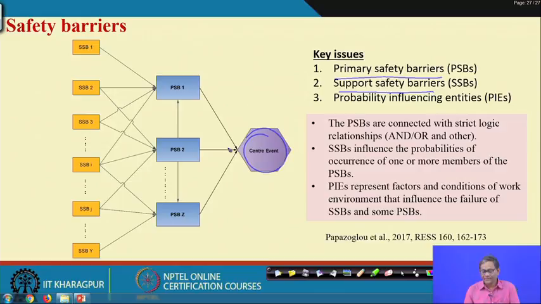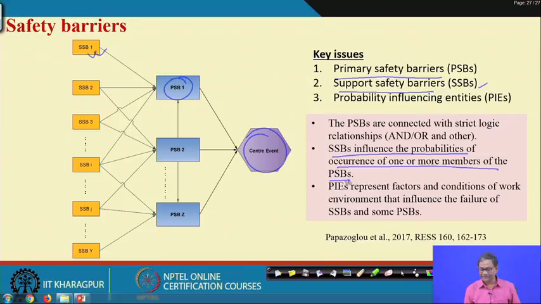Now, primary safety barrier, again its failure will be influenced by several other barriers which are known as support safety barriers. So, PSB is primary safety barrier, SSB is support safety barrier. So, that is what SSB influence the probability of occurrence of one or more member of the PSBs.